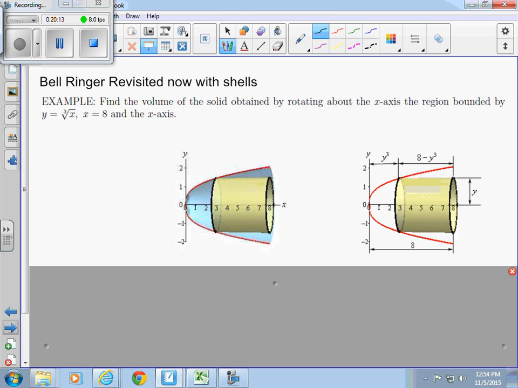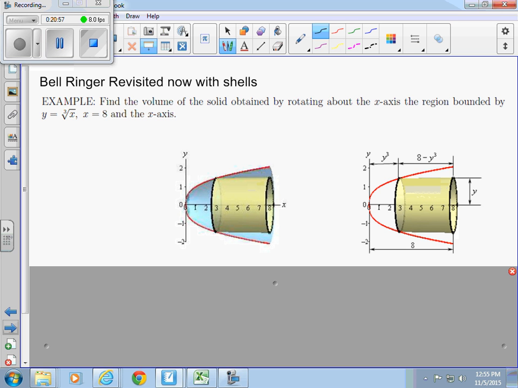Okay, I want to show you a nasty one. Worse, and we could have had to do everything with shells, right? And so this is a shells problem that doesn't work out quite as nice as the others. First of all, what am I rotating around? The x-axis. So instead of dx, this would be a dy.